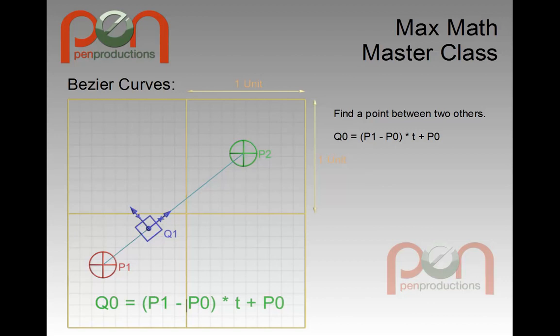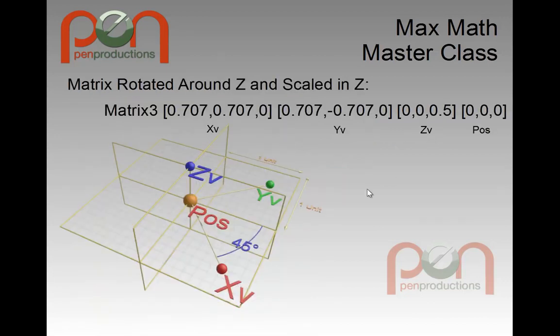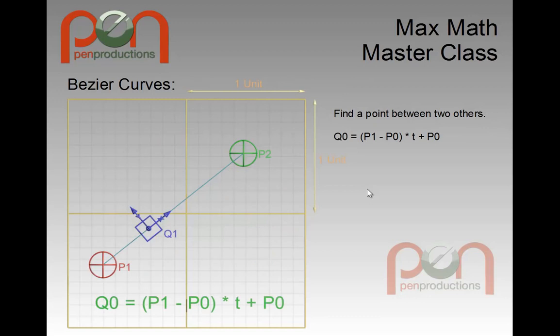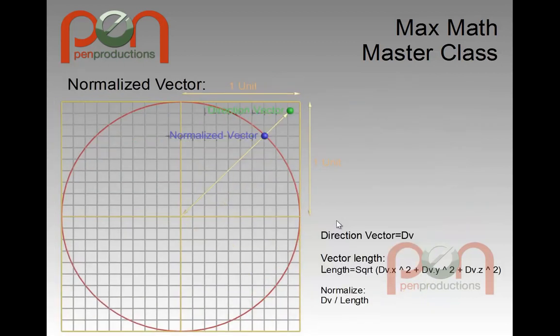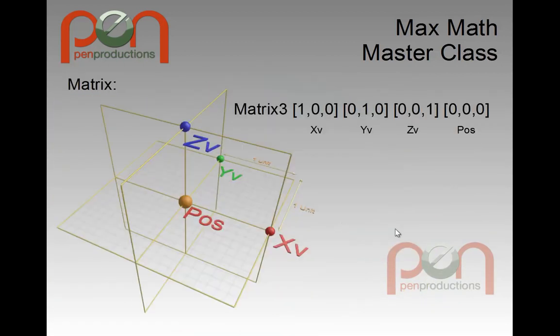So now let's take a look at playing with vectors a bit more and calculating curves. Let me just see what I have to cover again. Let's normalize matrix values, cross products, Bezier curves, dot product. I want to get into array casting and barycentric coordinates, so I want to discuss those. So how much time do I have right now?